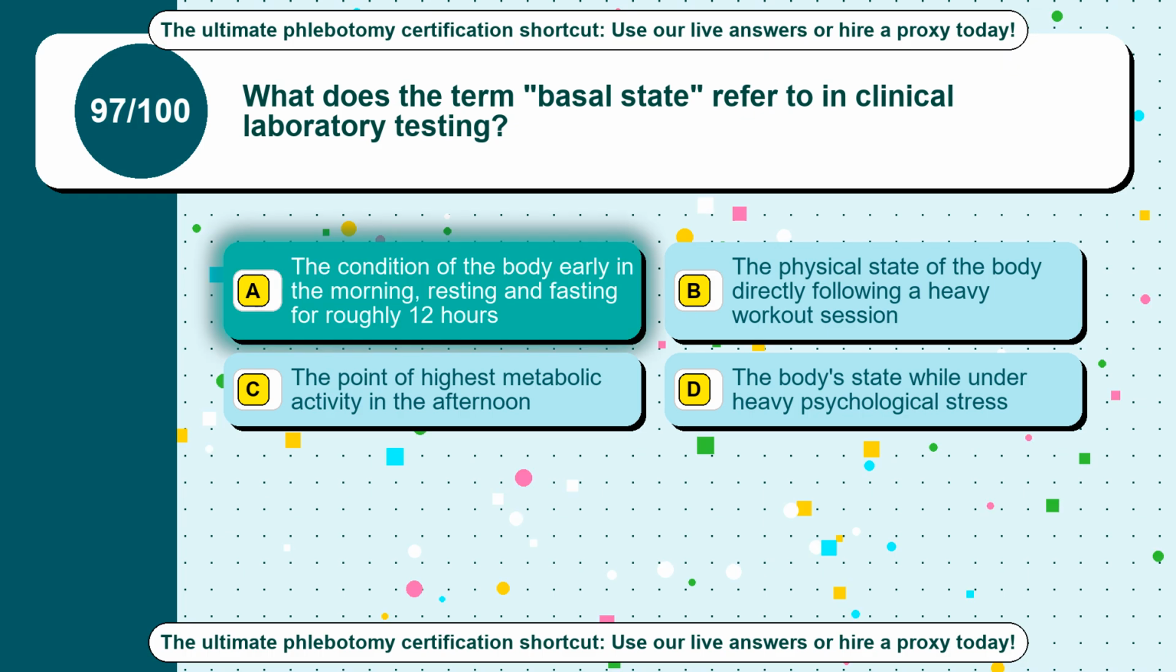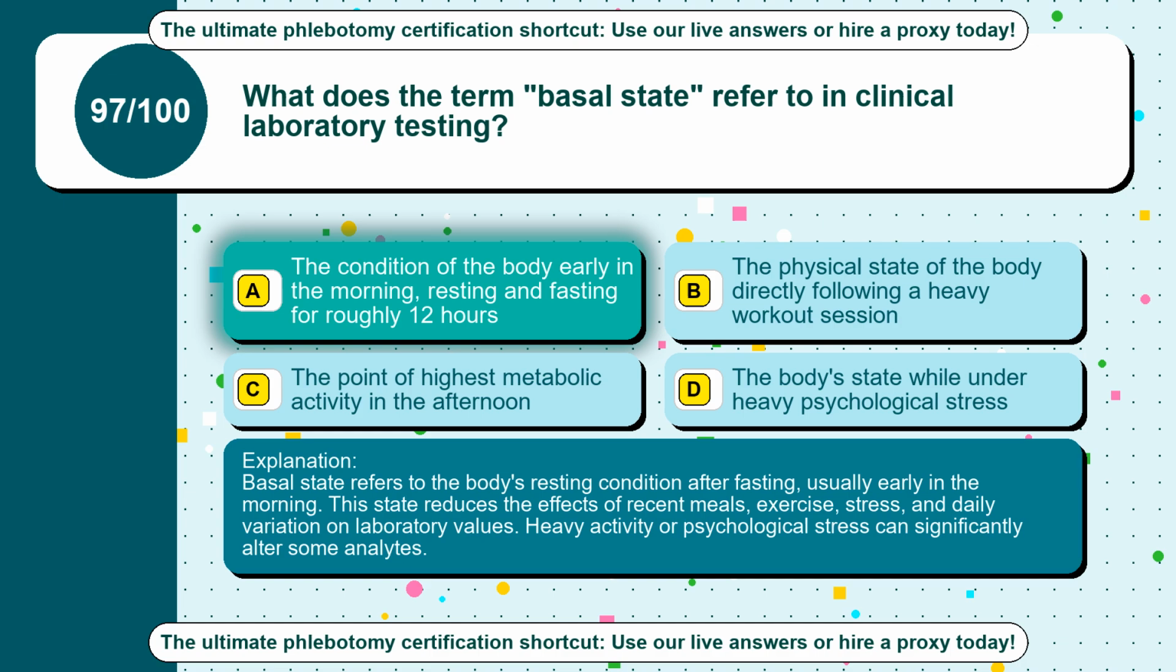The condition of the body early in the morning, resting and fasting for roughly 12 hours. Basal state refers to the body's resting condition after fasting, usually early in the morning. This state reduces the effects of recent meals, exercise, stress, and daily variation on laboratory values. Heavy activity or psychological stress can significantly alter some analytes.